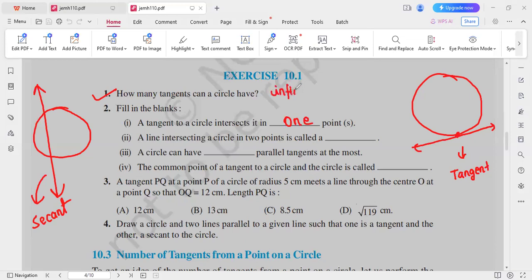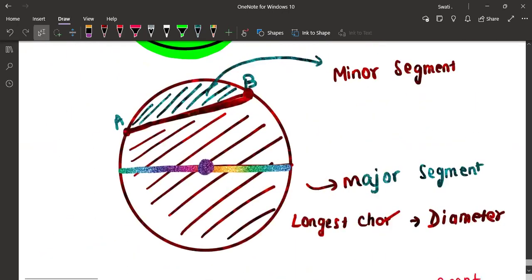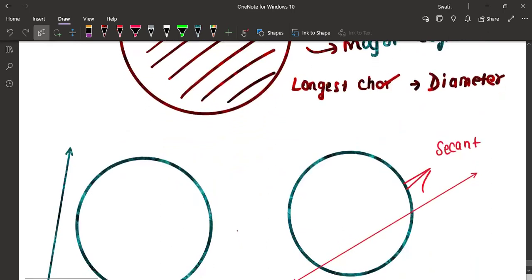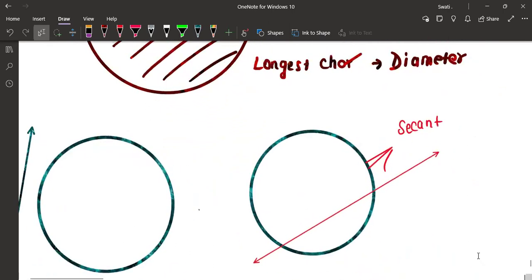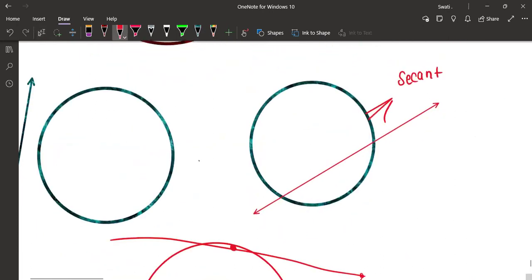Yes or no? Yes. We did it here also when we revised the circle concept. Did we not revise secant also? What is a secant? Of course, the secant is the line that touches the circle at 2 points. See, here is the answer. Can you see this? Yes. Very clear, no doubt, right?